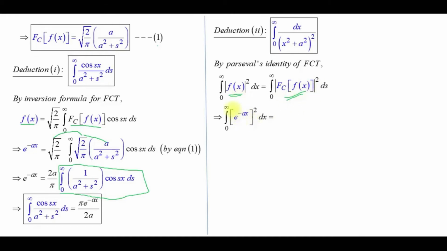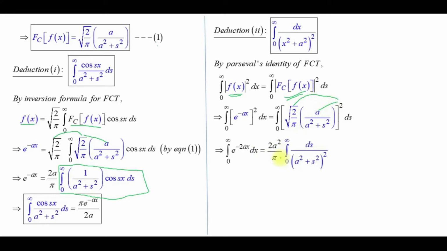Substitute. So 0 to infinity e power minus ax the whole square dx equal to 0 to infinity of the Fourier cosine of f of x, which is square root of 2 by pi a divided by a square plus s square, given in equation 1. This is e power minus 2ax dx equal to, so square root of 2 by pi the whole square is 2 by pi, a into a is a square. So 2a square divided by pi, 0 to infinity, 1 divided by a square plus s square the whole square ds.